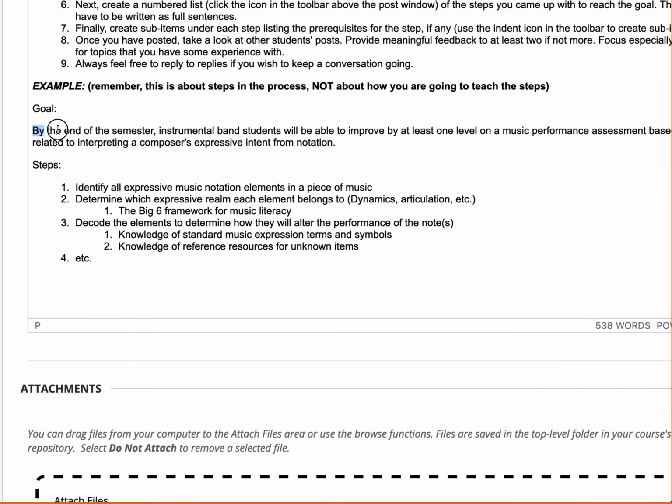So here was the goal, which in this case had to do with interpreting composers' expressive intent through notation in music. So I've got my steps: identify the expressive notation elements, determine which realm they belong to. And in that case, a prerequisite in my school district is what we call the Big Six framework. So they need to know what the Big Six are before they can figure out which element belongs in which of the Big Six.